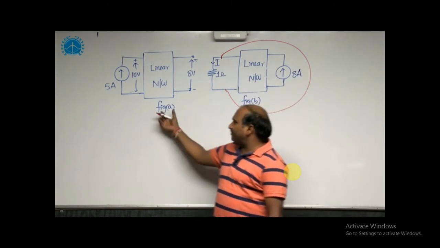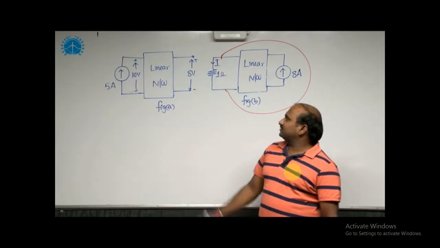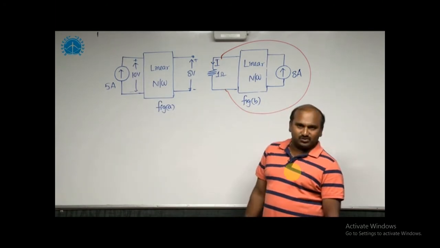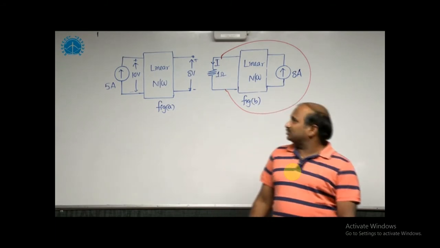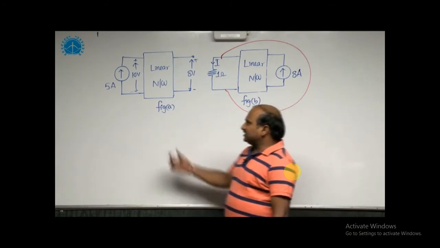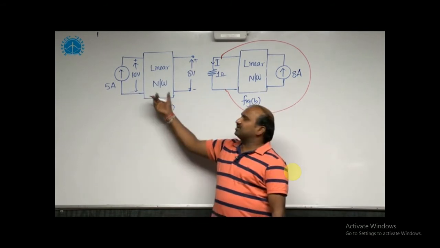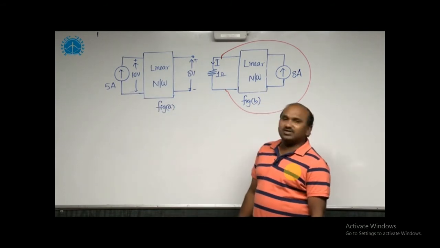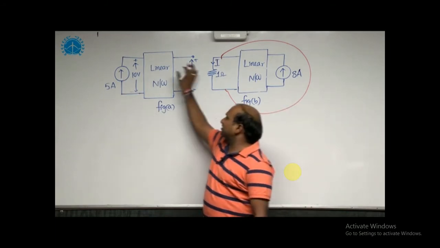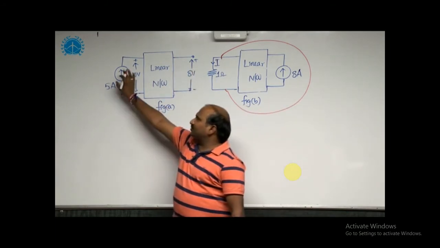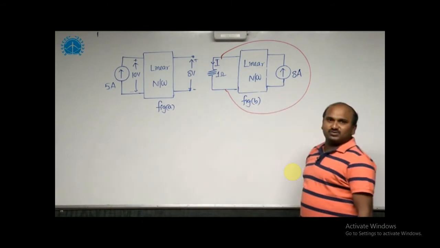From figure A, when excitation from the input side is 5 amperes, we are getting output side voltage as 8 volts. Here I would like to consider the reciprocity theorem as well as the homogeneity principle. By using the reciprocity theorem, if you interchange the excitation and response, the ratio is constant. I would like to consider this 5 ampere source here, and you will get the open circuit voltage here 8 volts.